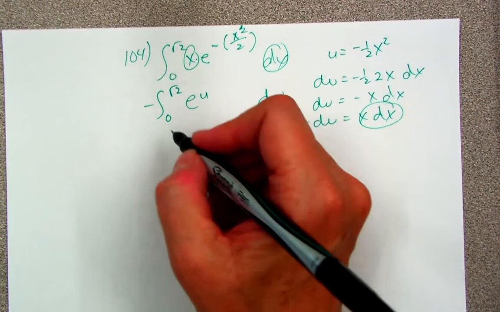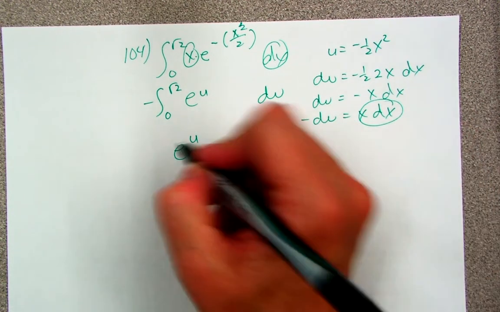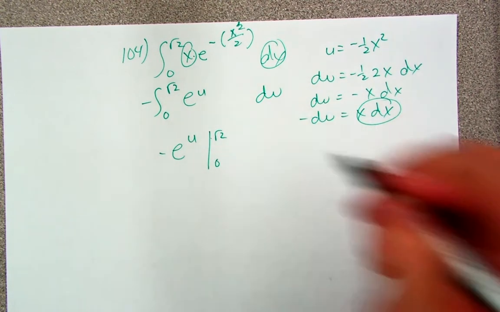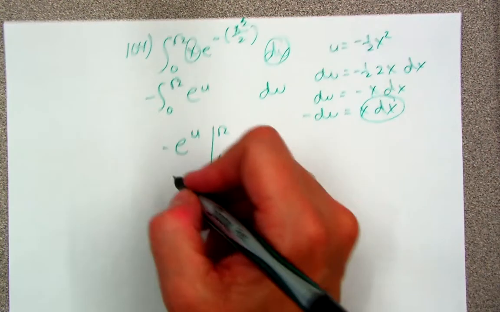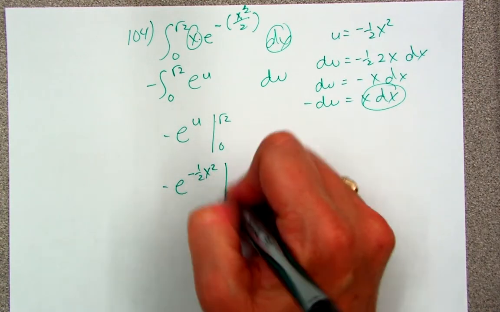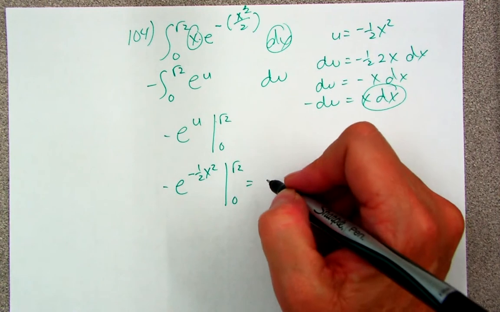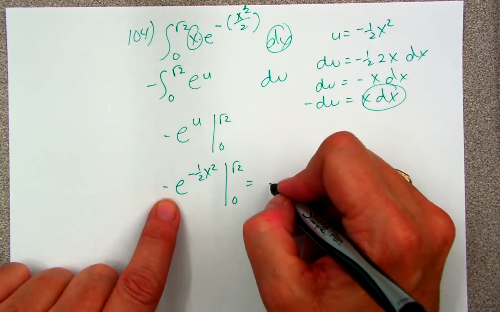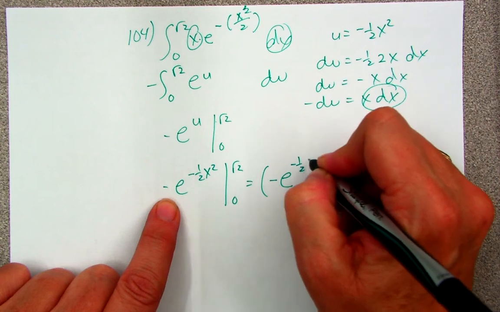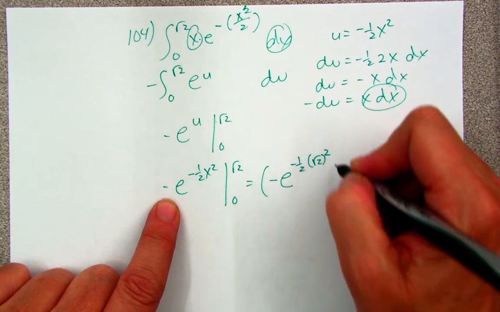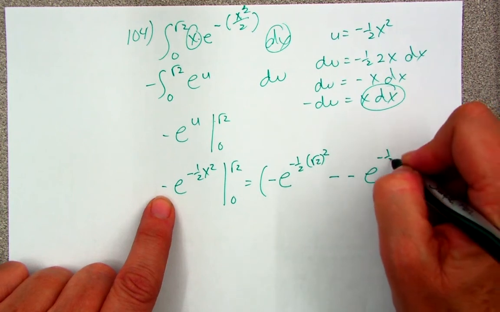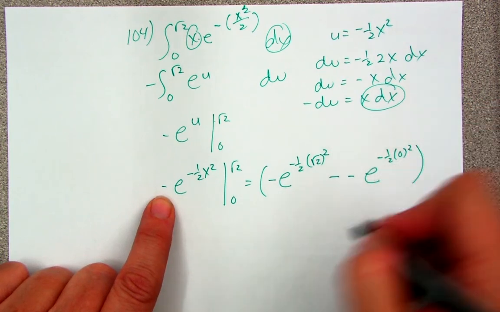When I integrate e to the u, it is just e to the u. Square root of 2 to 0. Oh, except I've got to do the u substitution first. Got to substitute it back in. Negative 1/2 x squared, square root of 2 to 0. So let's put in the square root of 2 first. So negative e to the negative 1/2 square root of 2 squared, minus a negative e to the negative 1/2 0 squared.